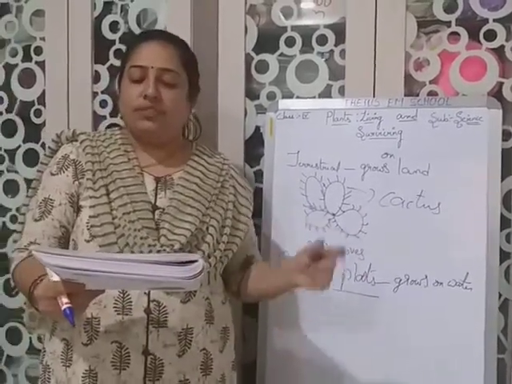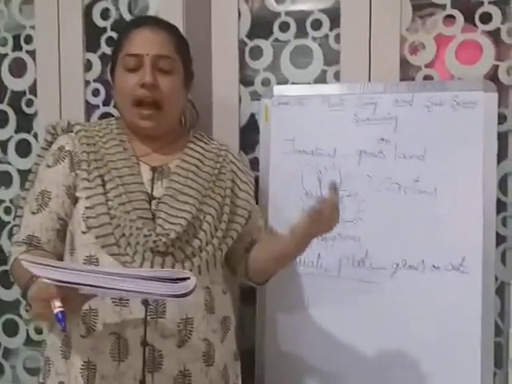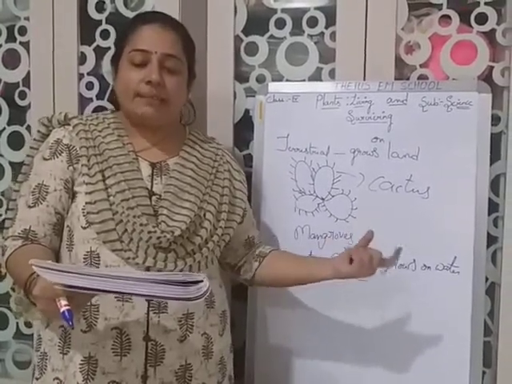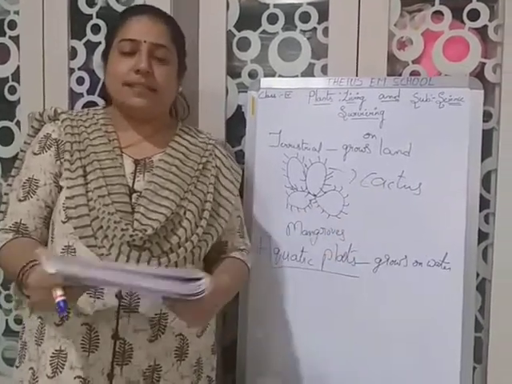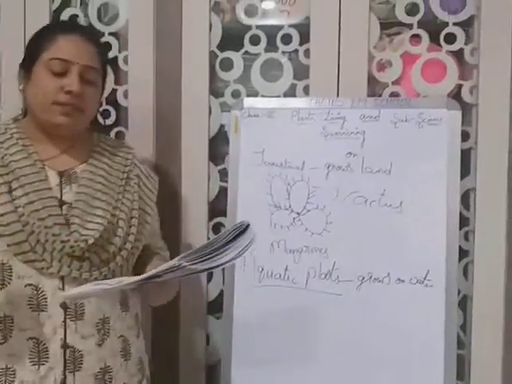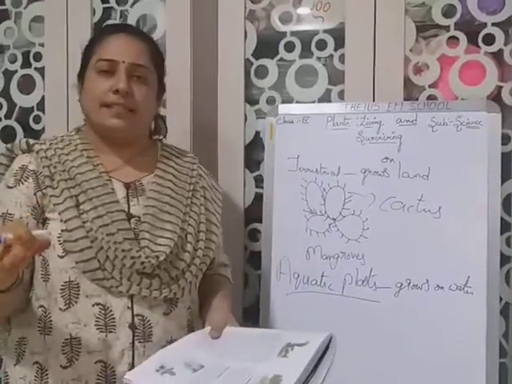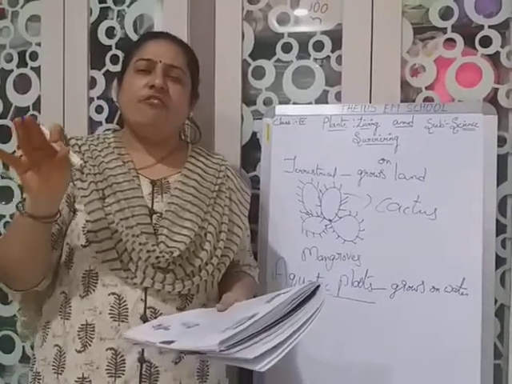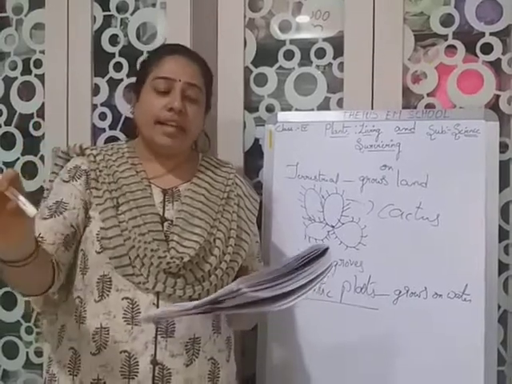Aquatic plants are of three types. There are floating plants, fixed plants, and underwater plants. Coming to floating plants. What are floating plants? These plants float because they are either light or small in size. The plants float on water because they are very light. Because of that, they float in water.